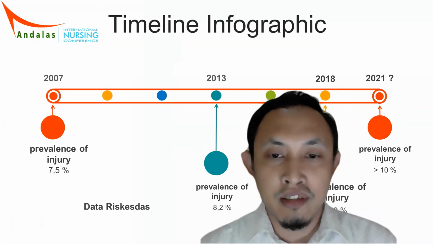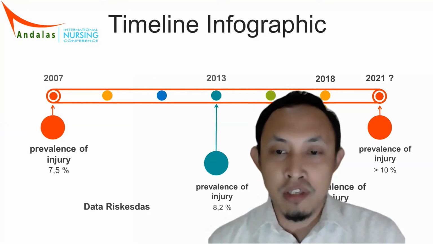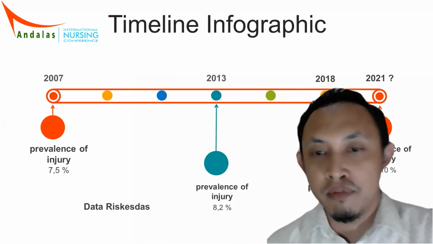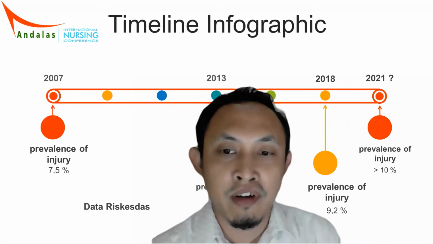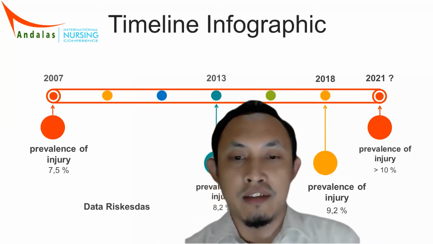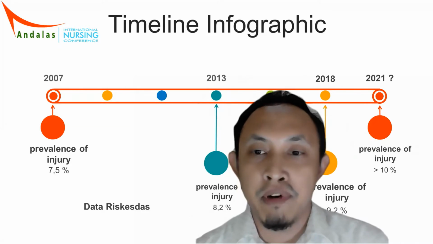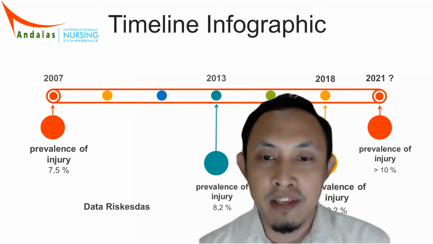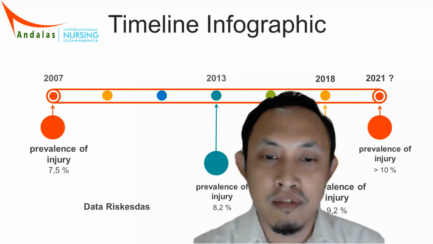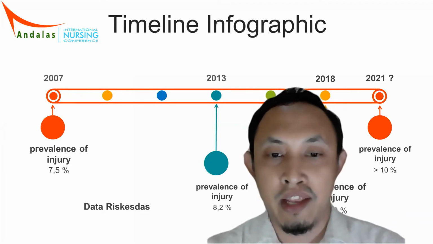In 2013, the prevalence of injury is 8.2%. In 2018, the prevalence of injury is increasing. What about 2020? The prevalence of injury is maybe increasing more. Why? The main factor is the activity in the agriculture area.